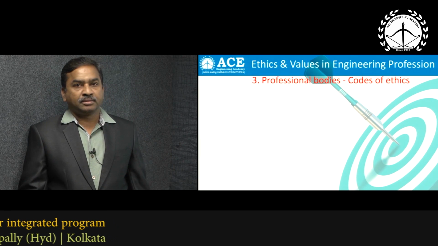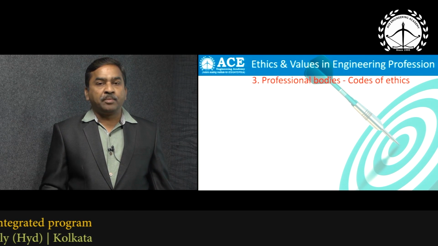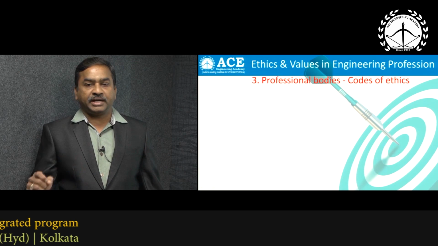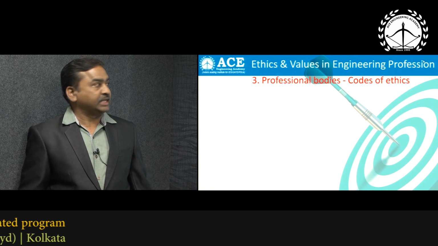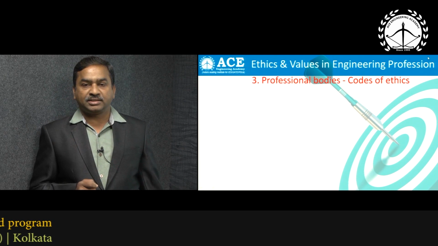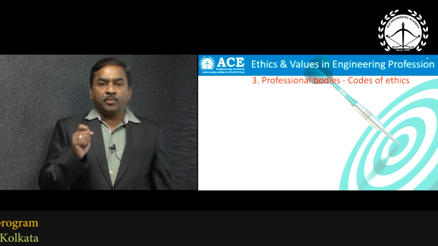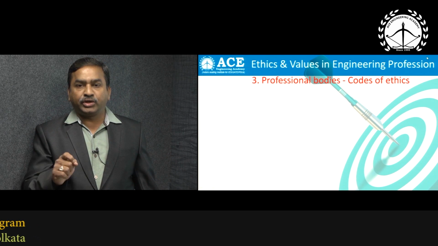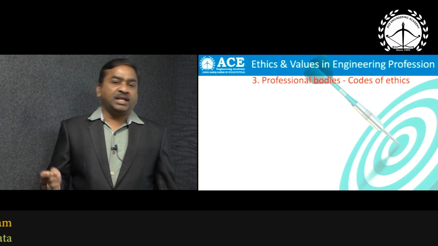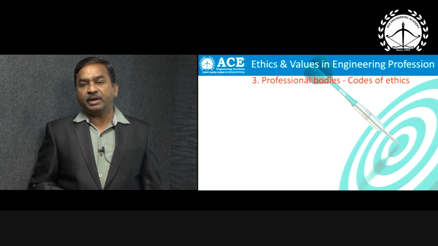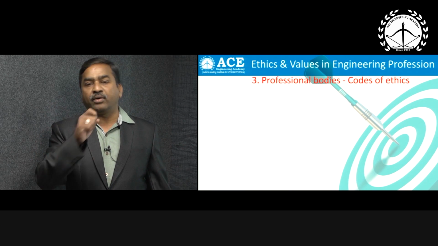The next topic of paramount importance in the whole subject is codes of ethics and professional bodies. Professional bodies are the bodies constituted either by willing interest of a group of people or by a charter of government. In the second case, it is a legal entity. In the first case, it is a voluntary entity. Get the difference between these two, please.